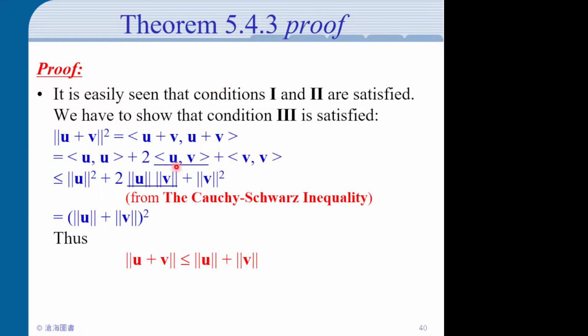Okay? So remember, the Cauchy-Schwarz says the absolute value of this thing is less than or equal to the norm of u times the norm of v. And then this is the norm of u plus the norm of v, squared. So we have the norm of u plus v squared less than or equal to the norm of u plus the norm of v, squared. And we know both of those are positive, so you can just take a square root of both sides. And so you have the norm of u plus v less than or equal to the norm of u plus the norm of v.